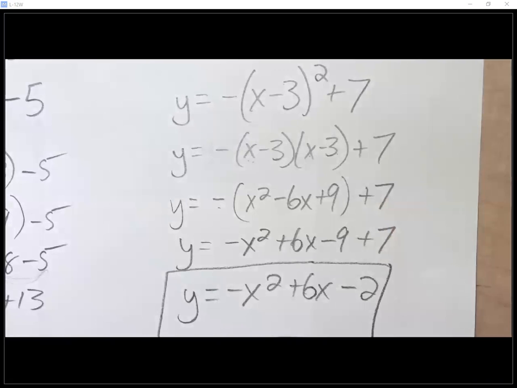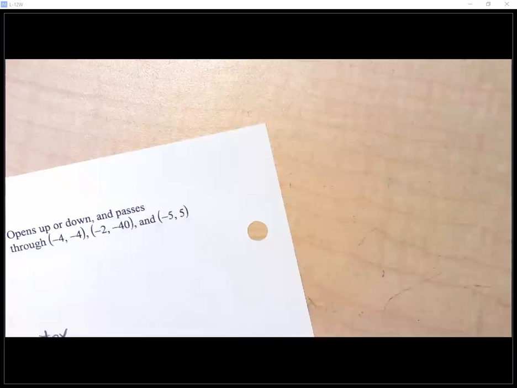And the last thing we need to talk about with these quadratics, for now anyway, we're going to look at some word problems. They're easier than you think. Don't get nervous.